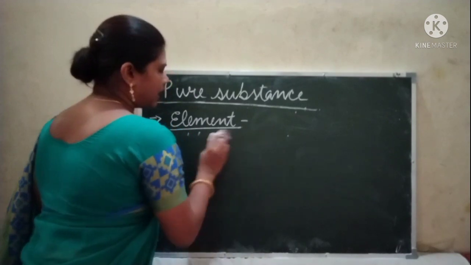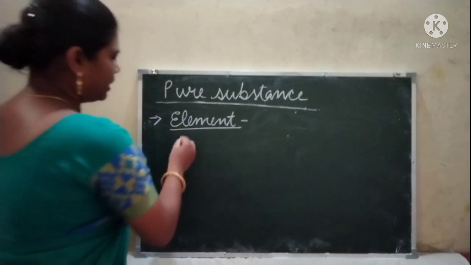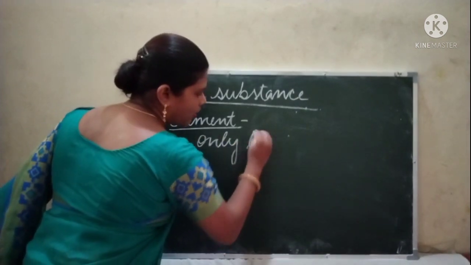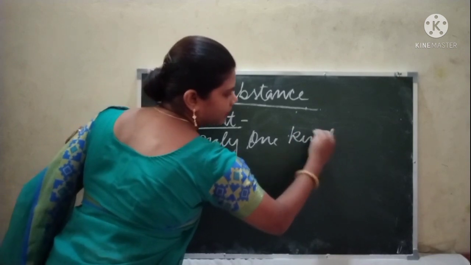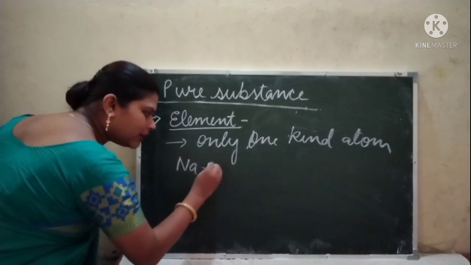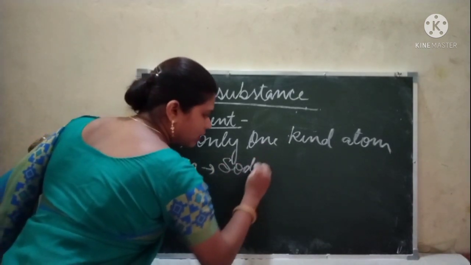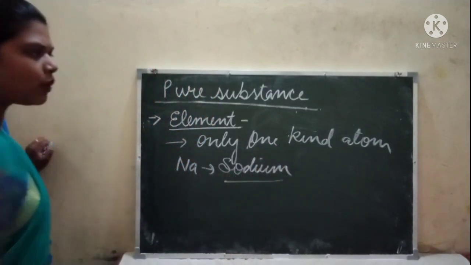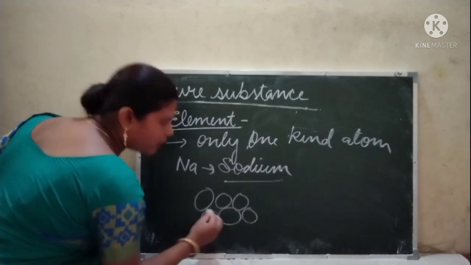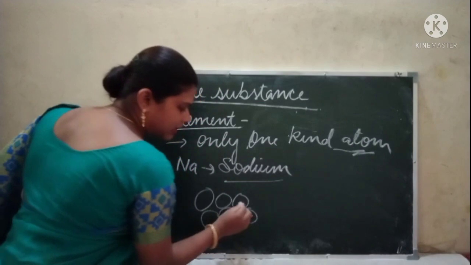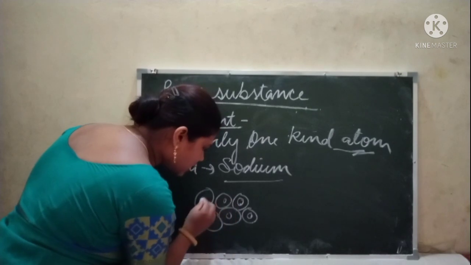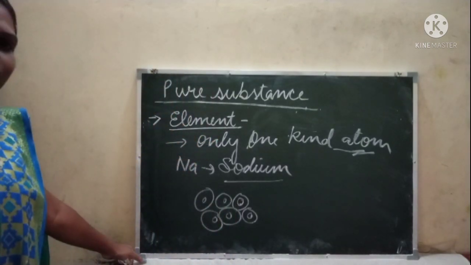We can say that an element is made up of only one kind of atom. That means if we are talking about the sodium element, all of this element is made up of only one kind of atom. The same kind of atom is in all of it. Okay, and this atom will possess the same positive charge.